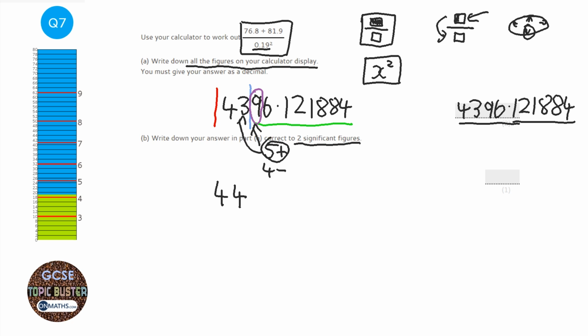But when I said they disappear, they don't quite disappear. All the numbers above the green line that I've just drawn reset to 0. They turn to 0. Now, if you have a number 4,396.121884 written down, and someone says, "Can you tell me roughly how much that is?" Then if you say the answer of 44, that's not roughly 44. It's nowhere near 44.